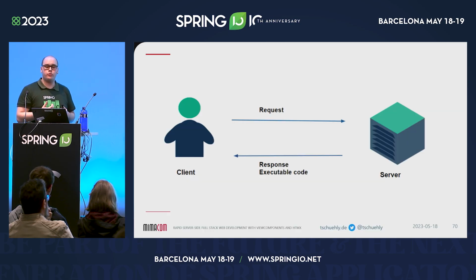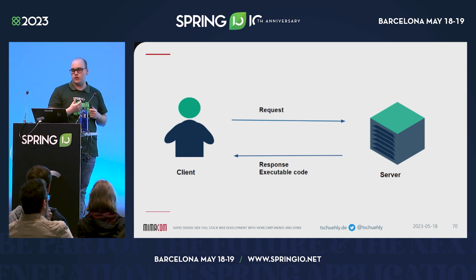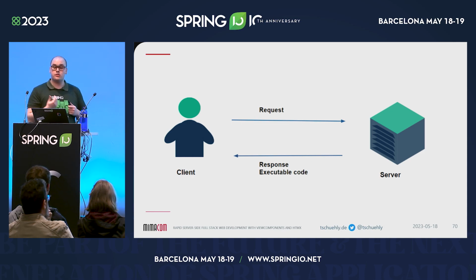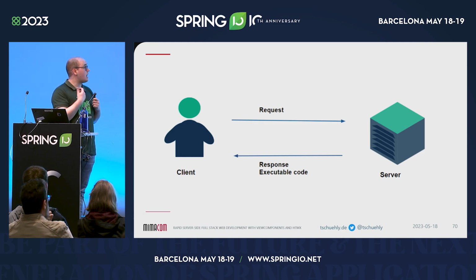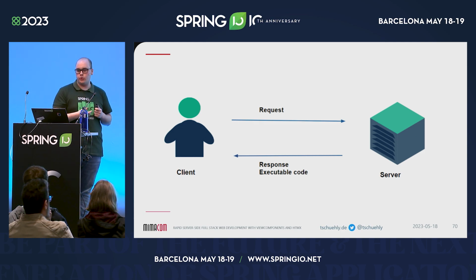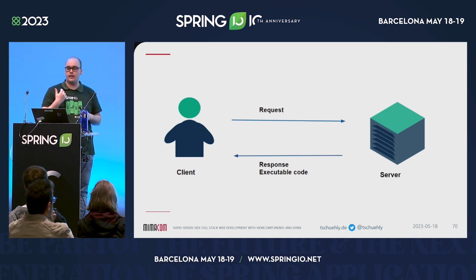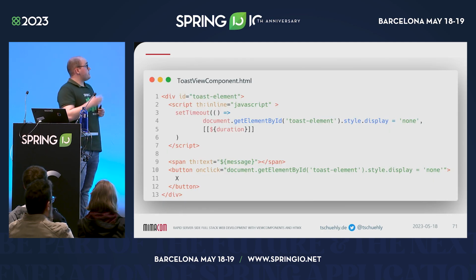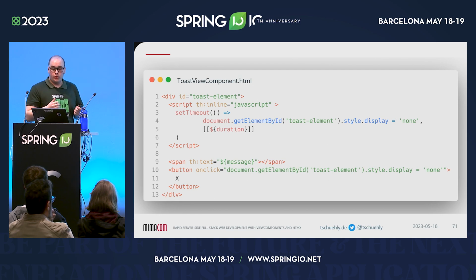We can further improve the interactivity of our hypermedia-driven applications with the optional constraint code on demand of the REST architecture style. We embed JavaScript right inside our components to enable client-side interaction, but we satisfy the locality of behavior design principle. This is the HTML of the toast view component we used earlier.